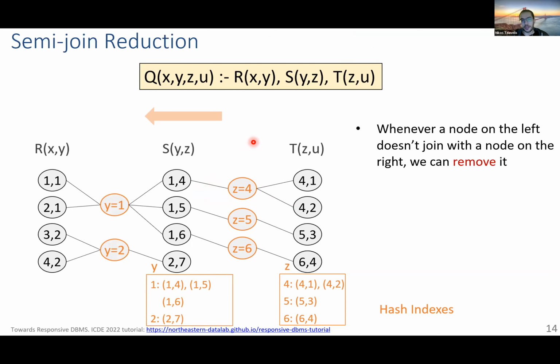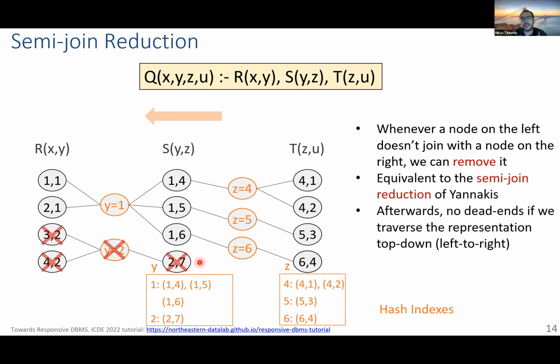Now, as we construct it, we can also remove the nodes that don't have any joins. Like if you look at, for example, here at 2.7, when we reached this, we figured out that there's no join, that it doesn't join with any tuple in T, so we can remove it. And then this also removes all the later nodes, which is essentially the same thing as the semi-join reduction that Wolfgang was talking about. So by building this representation, we are implicitly doing a semi-join reduction.